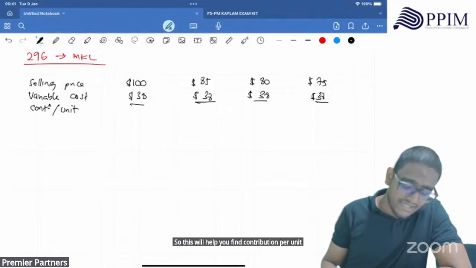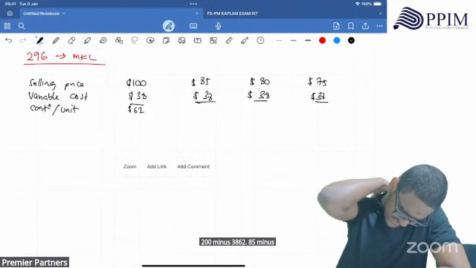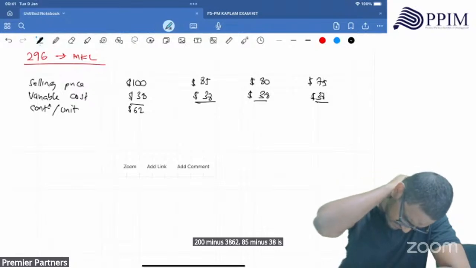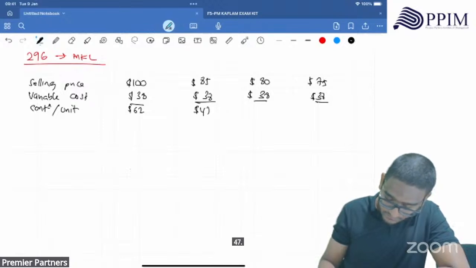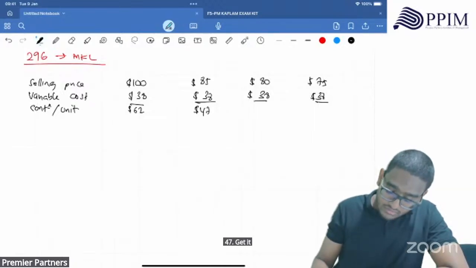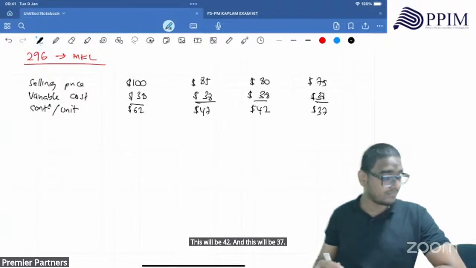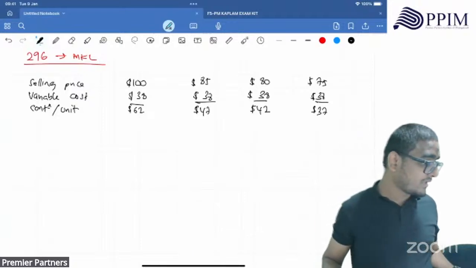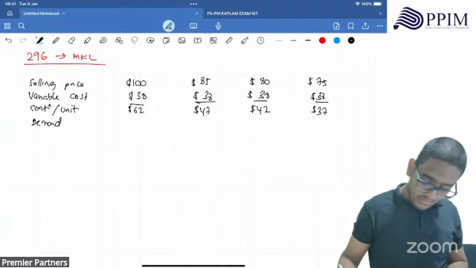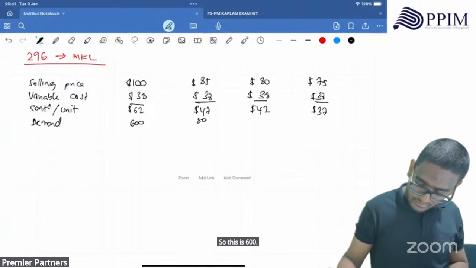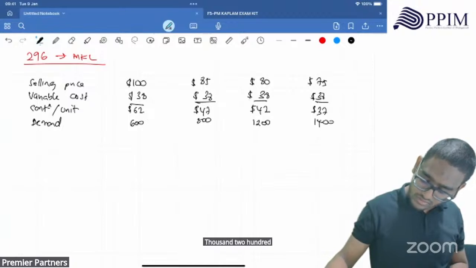So 100 minus 38 is 62. 85 minus 38 is 47. Correct? This will be 42. And this will be 37. Okay. Then you can look at the number of units. So this is 600, 800, 1200, 1400.